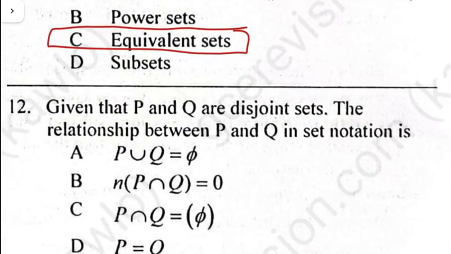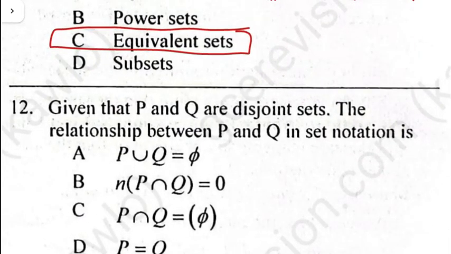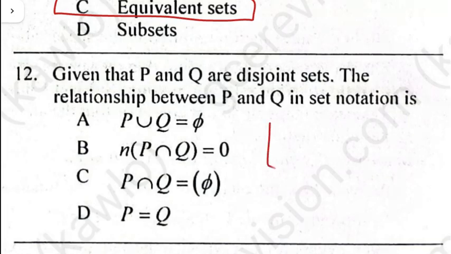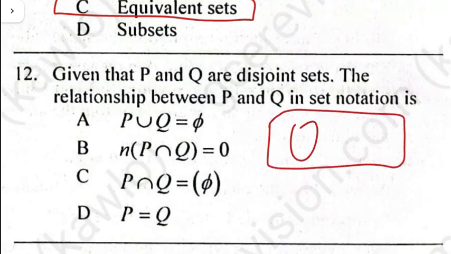Given that P and Q are disjoint sets, the relationship between P and Q in set notation is... So how do you represent disjoint sets? Let me say this is what you have. These are disjoint sets. This is P and this is Q. These sets are disjoint sets, okay? They have no elements in common. So for the first case, P union Q is equal to an empty set.